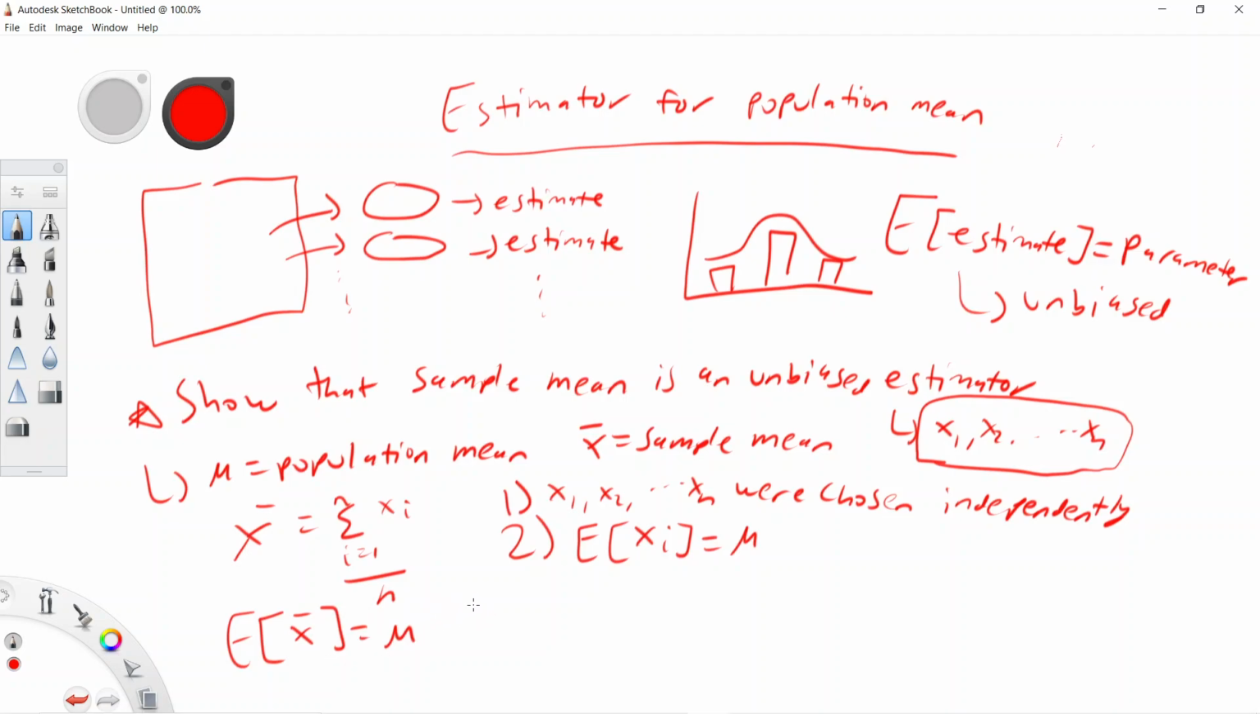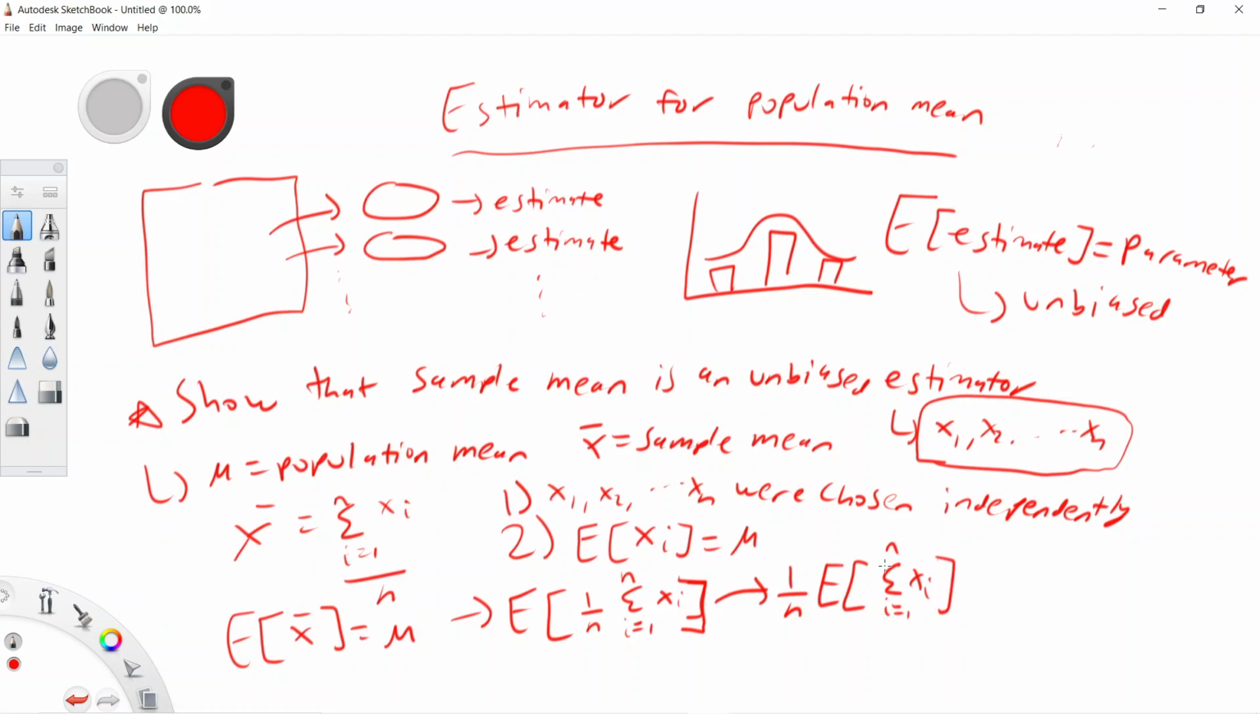Well, we know that x bar is the summation from i equals 1 to n of x sub i over n. So this will translate to the expectation of 1 over n summation i equals 1 to n of x sub i. Now we're going to use some properties of expectation. From the previous video on expectation, we know that n is a constant because n is the sample size. So 1 over n is constant, and we can pull constants out of expectations. So this is equivalent to 1 over n times the expectation of the summation from i equals 1 to n of x sub i.